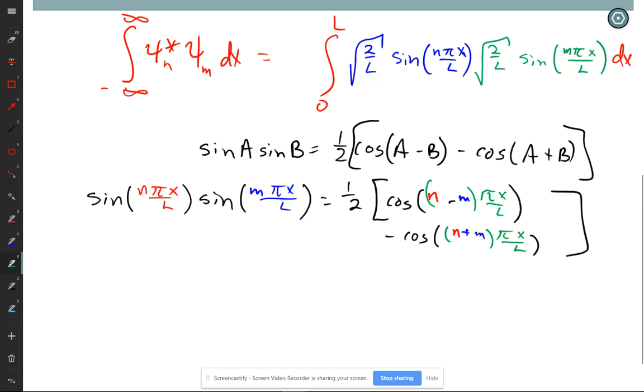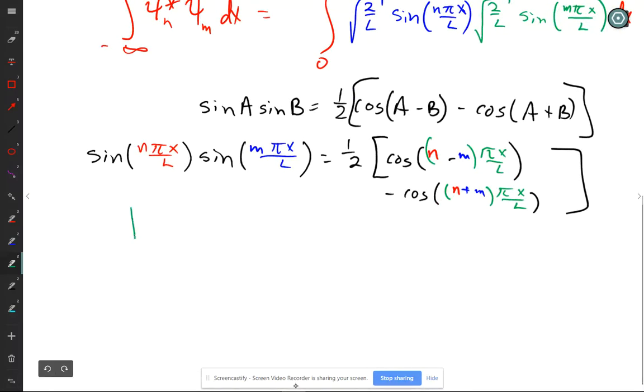So if n and m are not equal to each other, that is, we're looking at two different solutions to check to see if they are orthogonal, then n minus m and n plus m are integers. What's the integer? I don't care. I could call this j and k. I don't care. What do I have if I integrate cosine of some integer multiple of pi x over L from 0 to L? That is, and I will be very clear here.